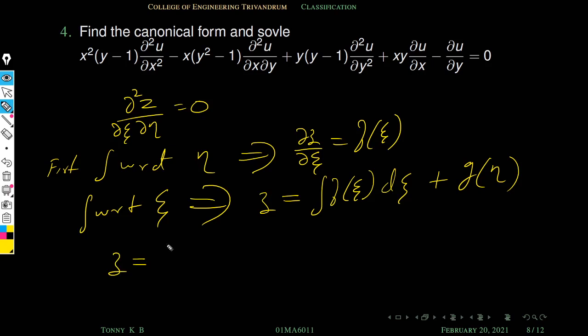So ultimately we can write some capital F of psi, because depending on f, capital F changes. Since f is arbitrary, capital F is also arbitrary. So z is equal to F of psi plus some g of eta. Okay, so now z is in terms of psi and eta. Our aim is to solve this PDE.